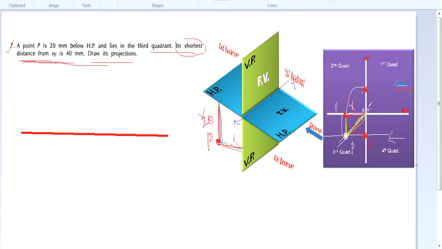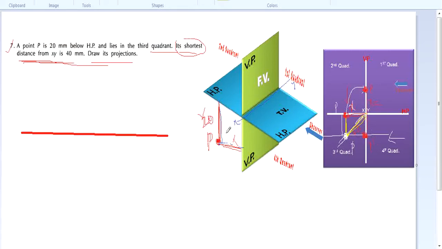The distance from here to here equals how much? X. How will you get the X value? By measuring the distance with the help of a drafter. Clear? So this is the X. This one is the top view P, and this P dash is the front view.